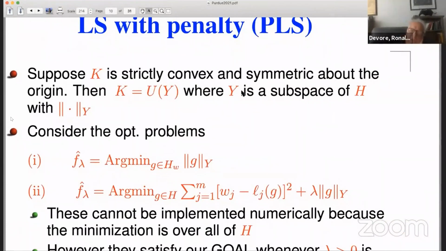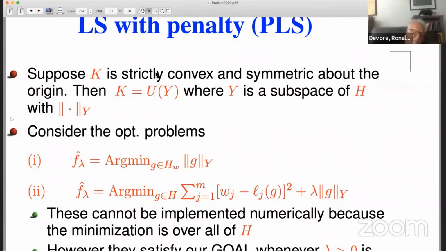So what is penalized least squares? Let's take our model class K, and let me assume, and you can get around this, but for the moment, let me assume that this set K, this model class, which is a set of functions in the Hilbert space, is convex and symmetric about the origin.